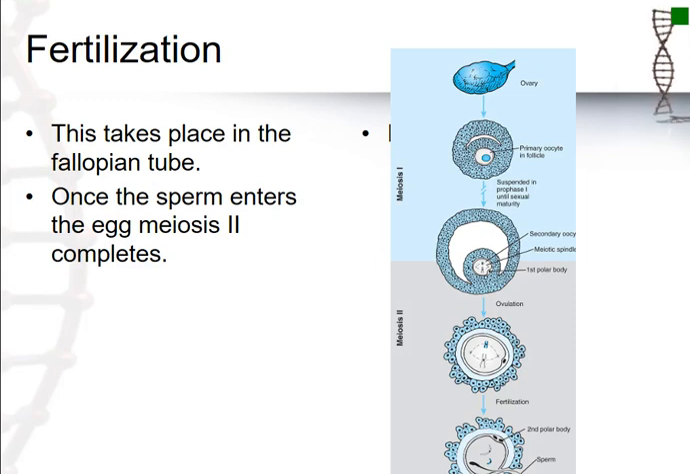Fertilization takes place in the fallopian tubes. Once the sperm enters the egg, meiosis is completed. And then the sperm nucleus meets with the ovum nucleus, and fusion occurs.